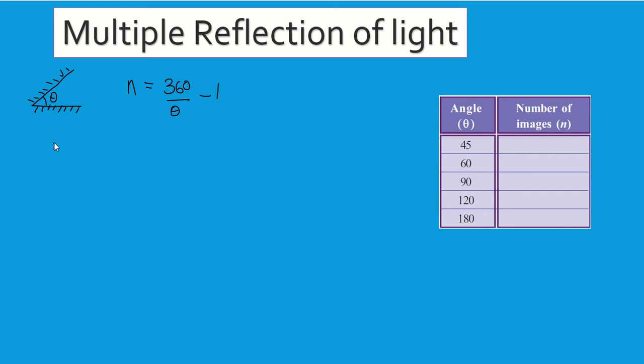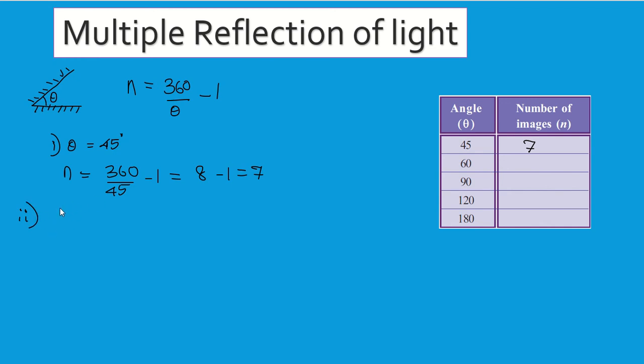The first one is when theta is equal to 45 degrees. So n is equal to 360 divided by 45 minus 1. That is equal to 360 by 45 is 8. 8 minus 1, that means we will be getting 7 images. It's going to be really beautiful, right? Many images formed. It looks so beautiful, especially if the object is really colorful.